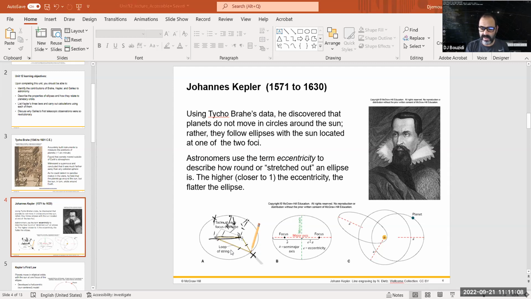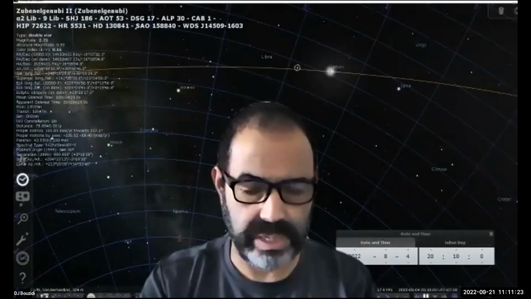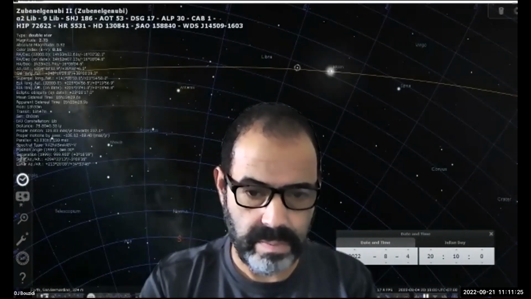So an ellipse is the sum of all the points that are equidistant from the two points in this case. Okay, so those are some of the interesting properties of an ellipse. So let me stop sharing and actually go into my notes in here.